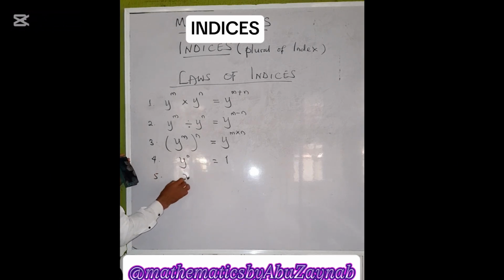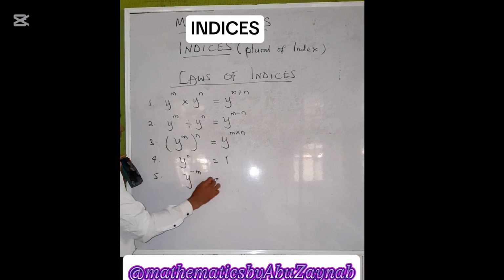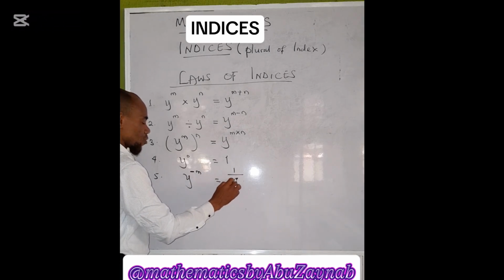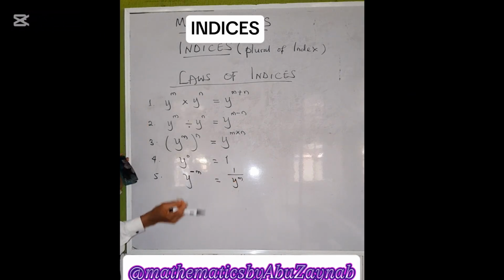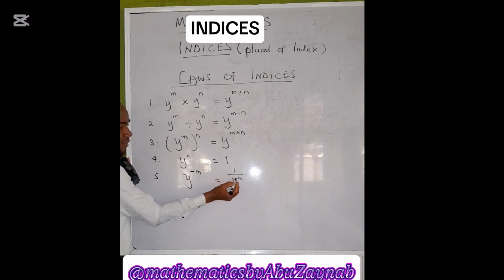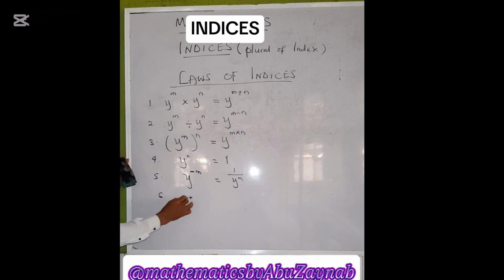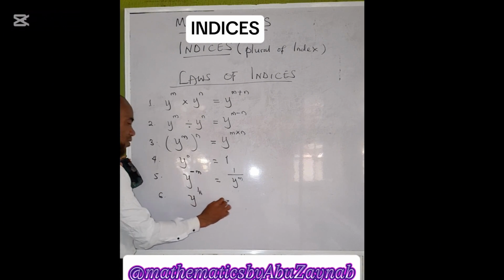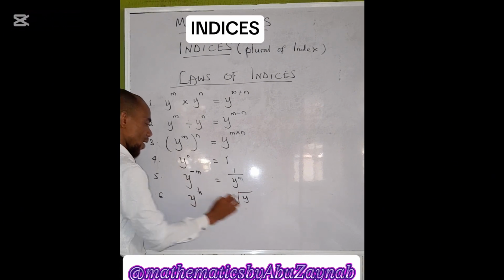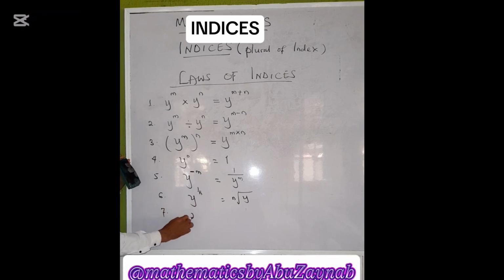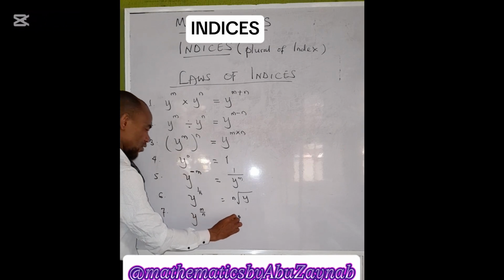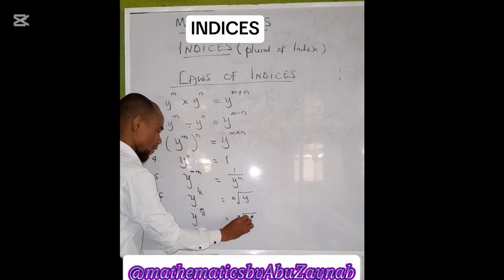Then 5th, here you have y to the power of minus m equals, once you have a negative index, it means reciprocal, 1 over y to the power of m. Similarly, if this had been positive and we desire to write in this form, we're going to have a negative here, vice versa. Then 6, y to the power of 1 over n. This means the nth root of y. And lastly, y to the power of m over n. This means the nth root of y to the power of m.